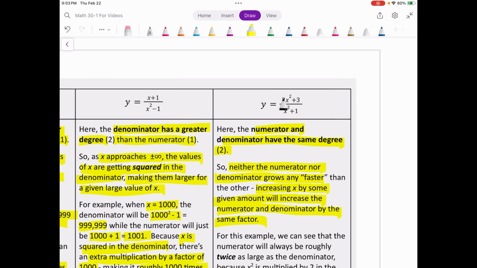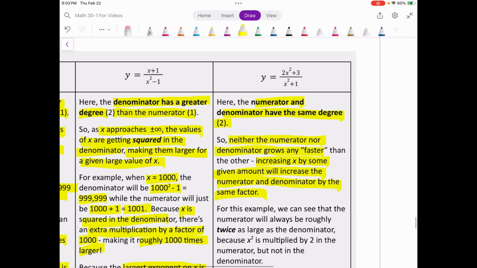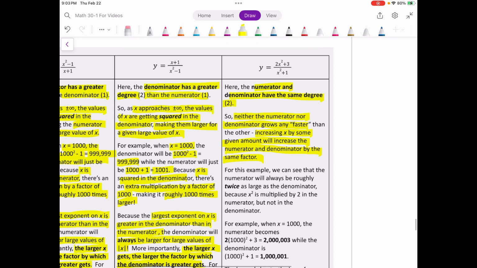If I make x 1,000 here, it's getting squared. If I make x 1,000 here, it's also getting squared, okay? However, in this specific case, we can see that x squared is always going to get multiplied by 2 in the numerator, and it doesn't get multiplied by 2 in the denominator, right? For this example, we can see that the numerator will always be roughly twice as large as the denominator, because x squared is being multiplied by 2 in the numerator, but not in the denominator.